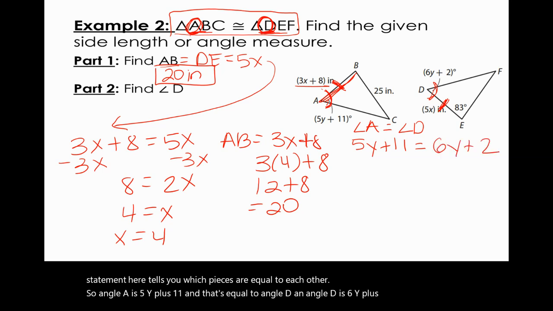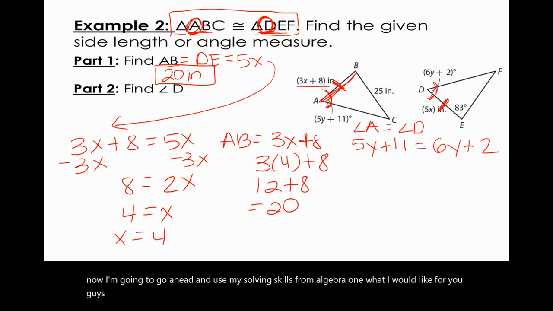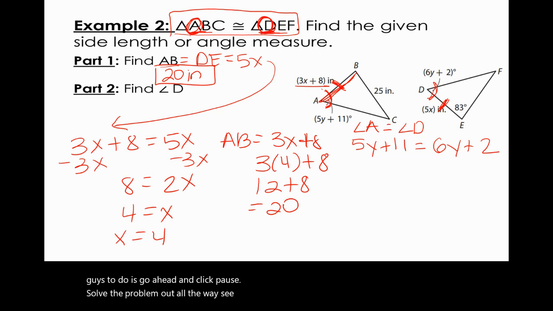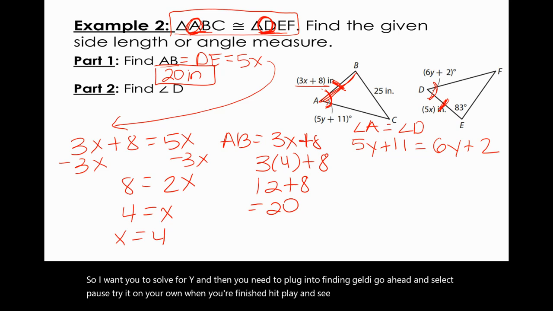You notice this is in degrees. Now I'm going to use my solving skills from Algebra 1. What I would like for you to do is click pause, solve the problem all the way to the end by finding angle D. I want you to solve for y, and then plug in to find angle D. Go ahead and select pause, try it on your own. When you're finished, hit play and see if you got the answer correct.